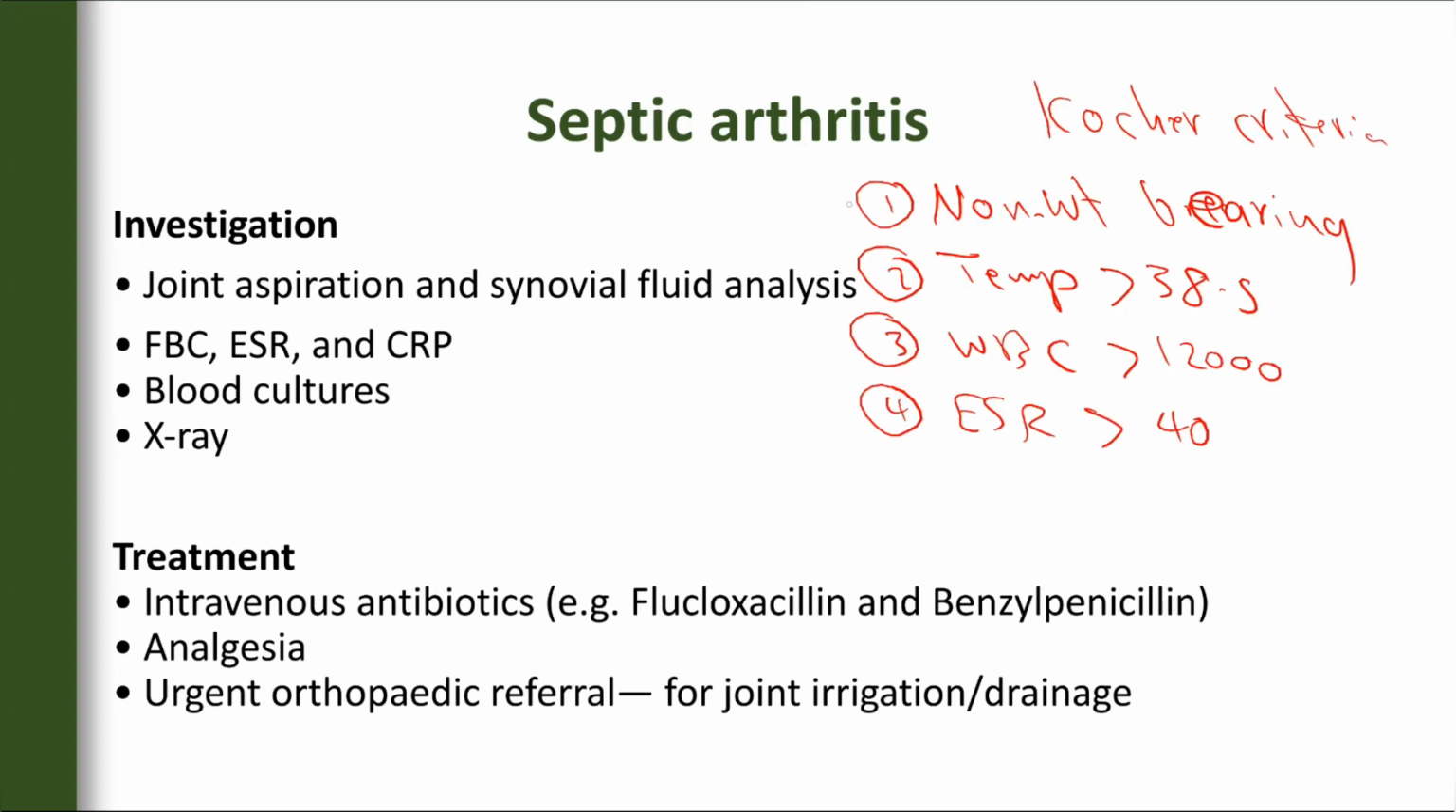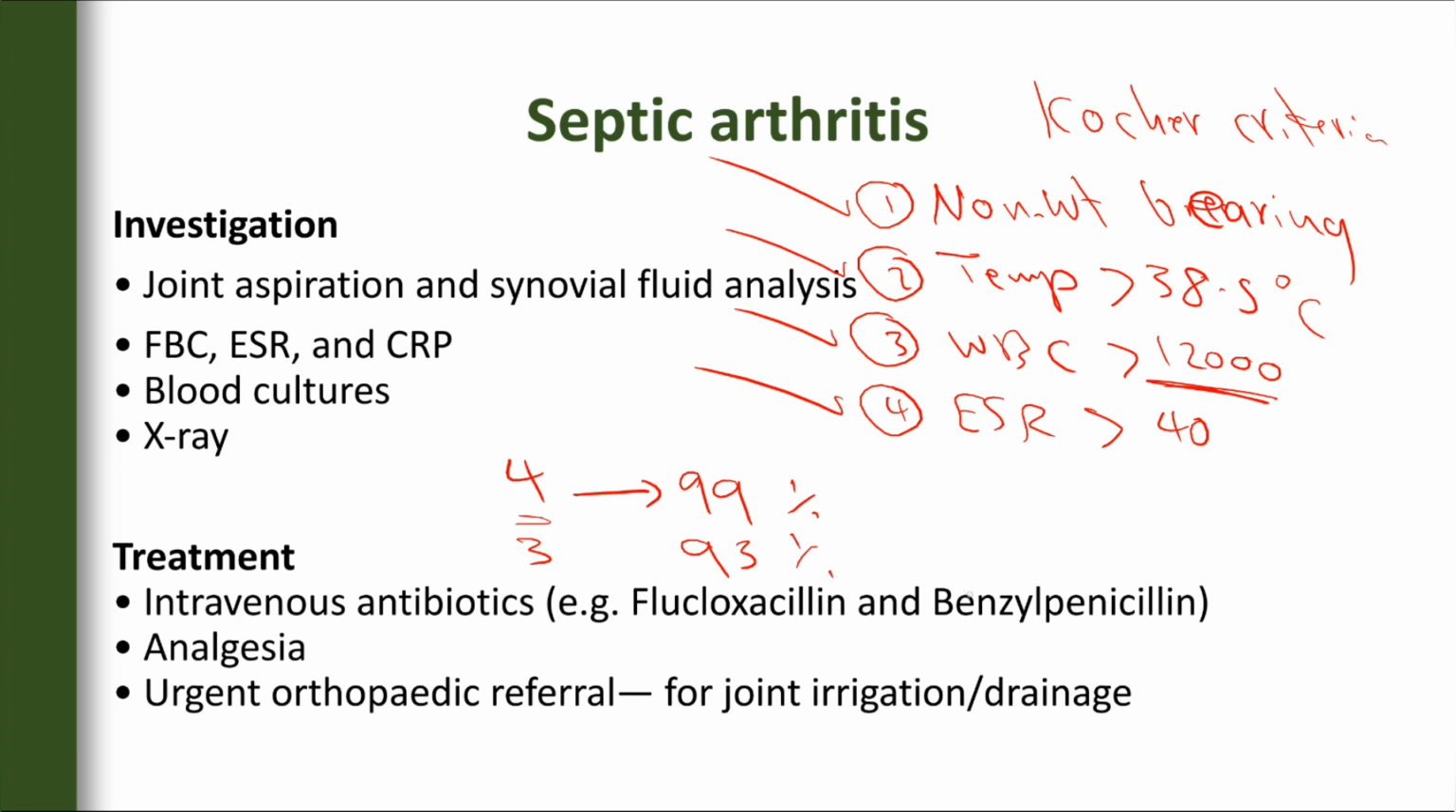So the four criteria are non-weight bearing, fever temperature more than 38.5 degrees centigrade, white blood cell more than 12,000 cells per high power field, and ESR more than 40 millimeter per hour. So if the patient has all four criteria, it means there is a 99% chance of having septic arthritis. If three criteria, there is a 93% chance of having septic arthritis.